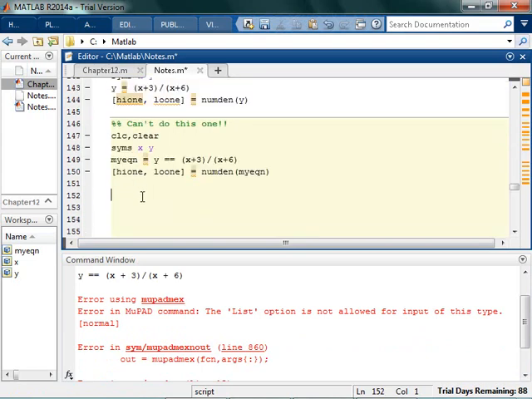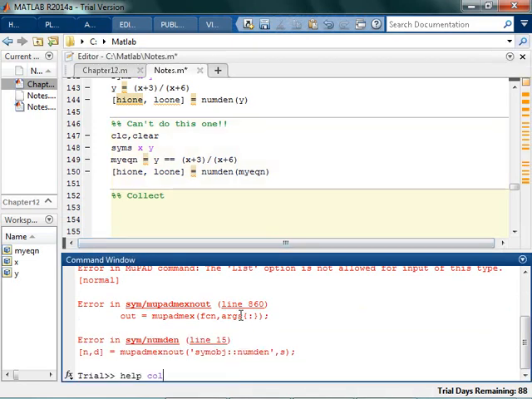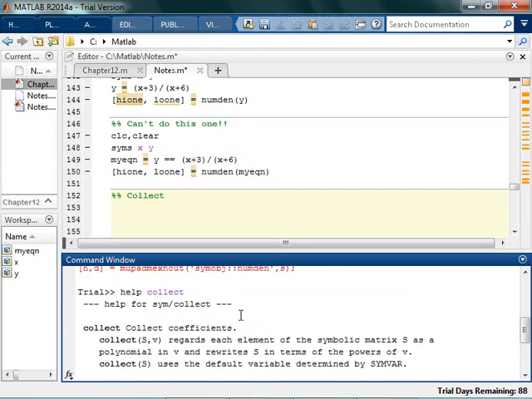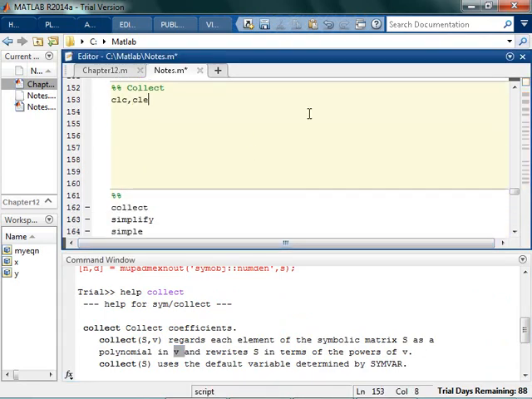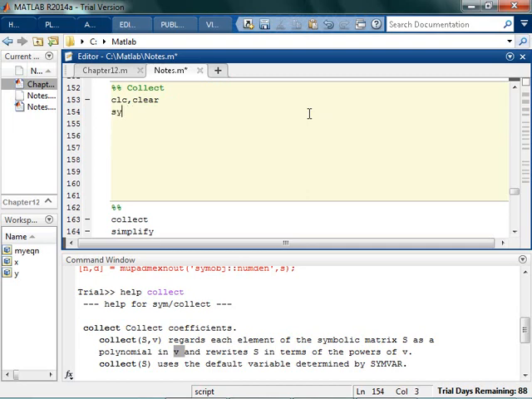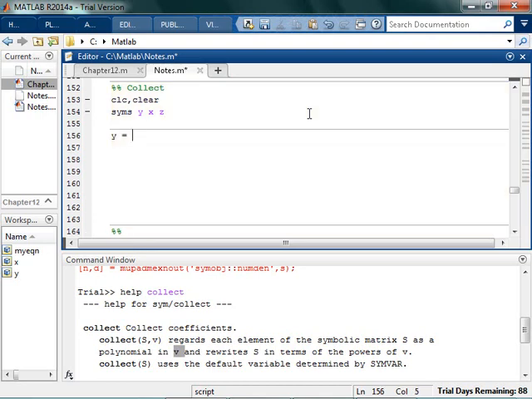All right, now I'm going to collect. So what do I do with collect? Okay, help collect. It has 2 inputs, regards each element of the symbolic matrix S as a polynomial in terms of V, and rewrites it in terms of powers of V. Okay, that makes sense. Maybe it makes sense. So I'm going to clc, clear. syms y, x and z. Now I want them all. So let's do something in terms of x, y, and z and see what happens.